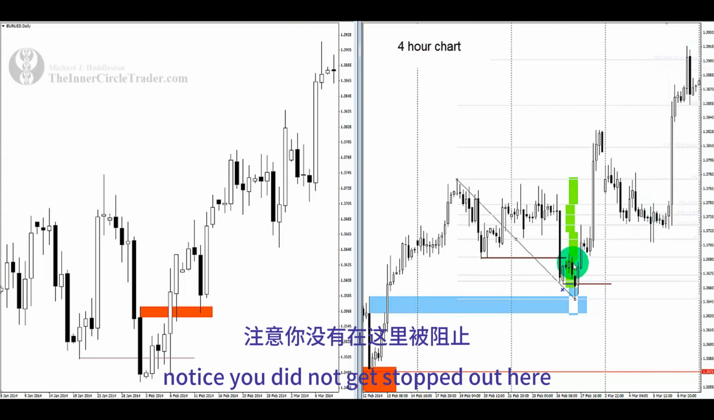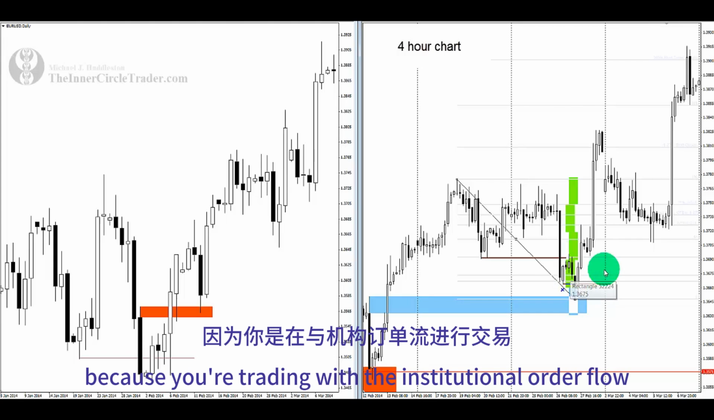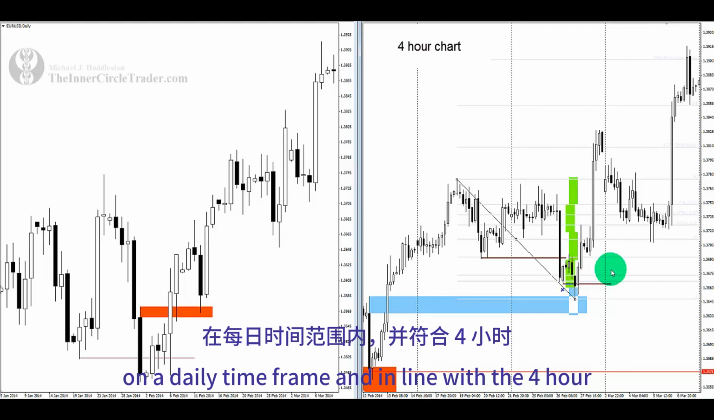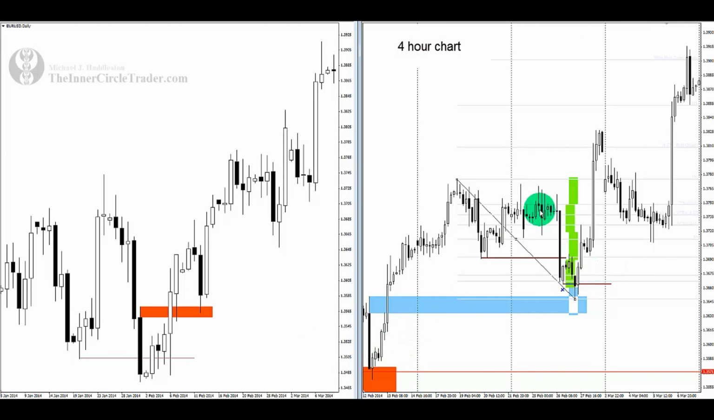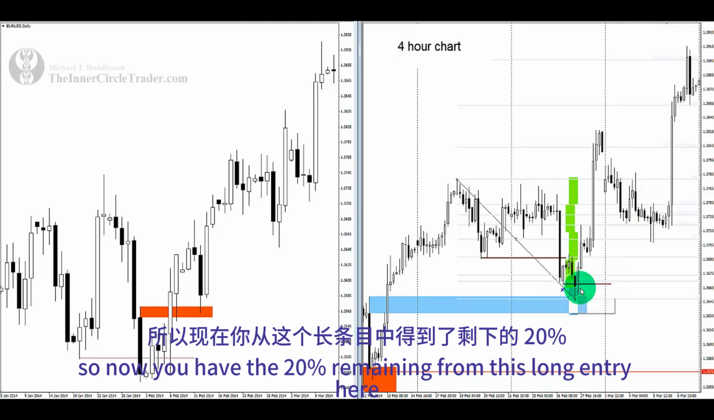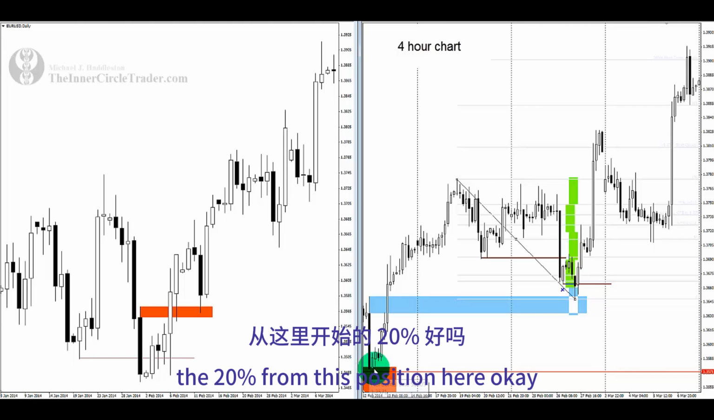Notice you did not get stopped out here because you're trading with institutional order flow on a daily time frame and in line with the 4-hour. So now you have the 20% remaining from this long entry here, and the 20% from this position here.